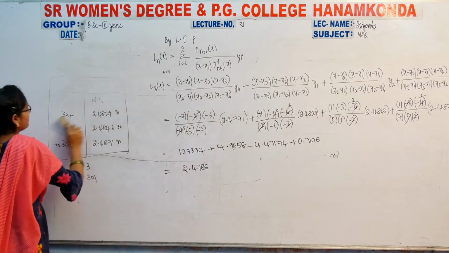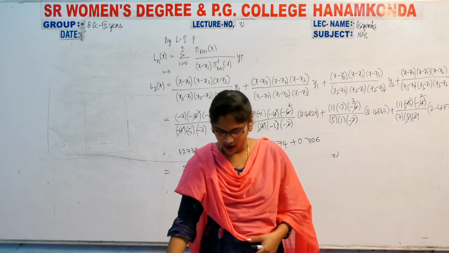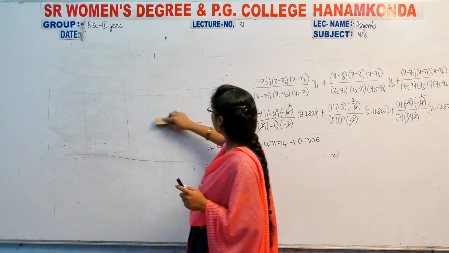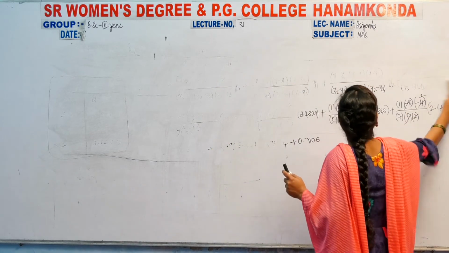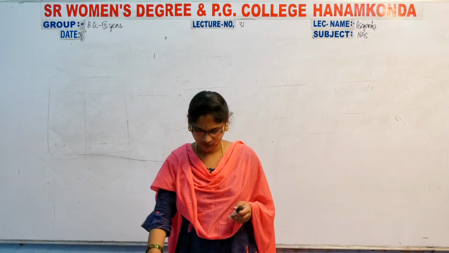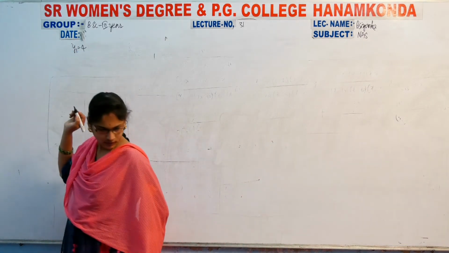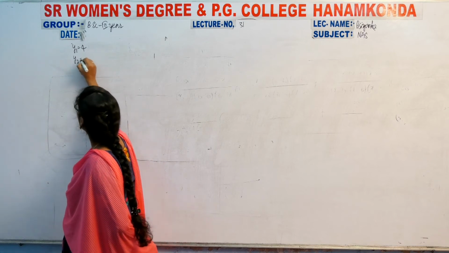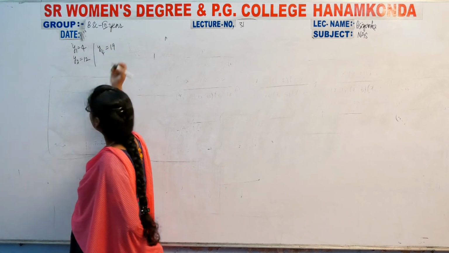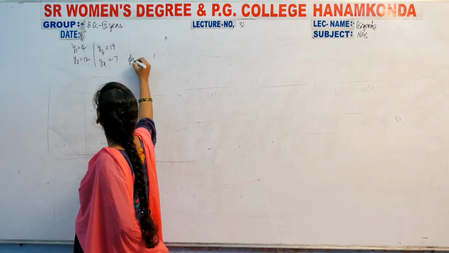If y1 equal to 4, y3 equal to 12, y4 equal to 19, and yx equal to 7. Find x. Again I am saying the question: y1 equal to 4, y3 equal to 12, y4 equal to 19, yx equal to 7. Find x.